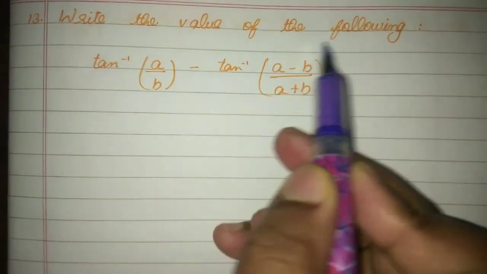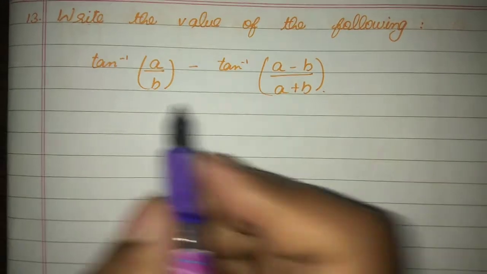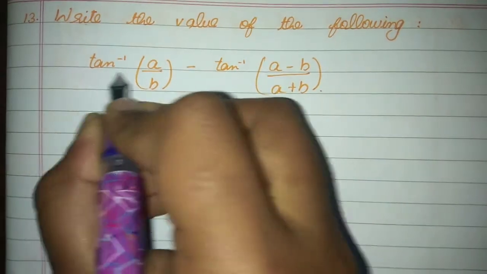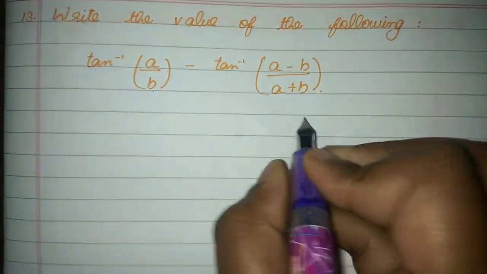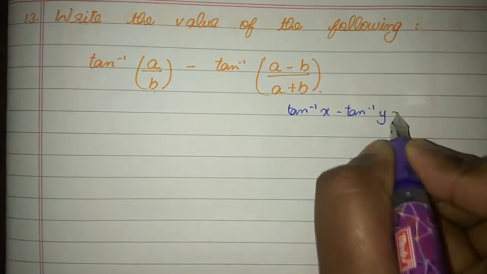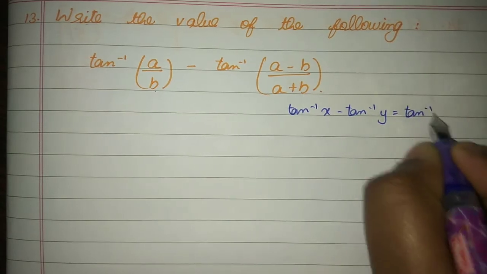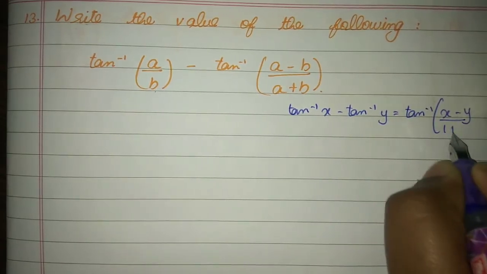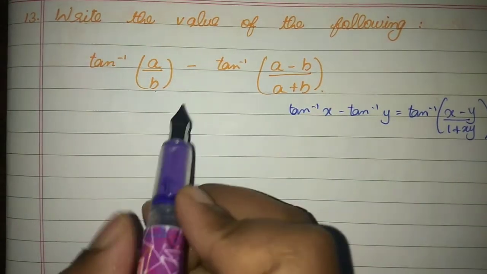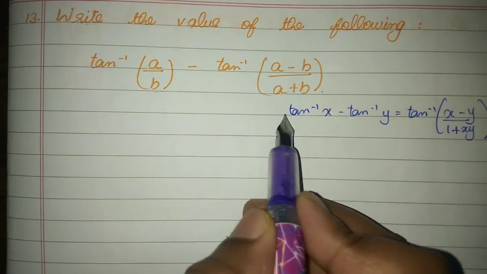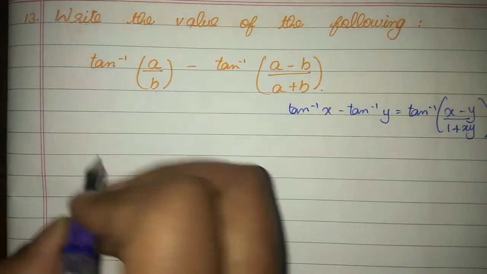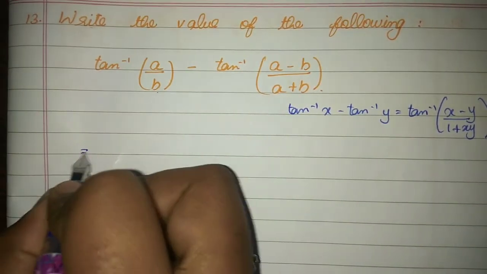Write the value of the following. So you will be just using the direct formula, that is, this is of the form tan inverse of x minus tan inverse of y. So tan inverse of x minus tan inverse of y is equal to tan inverse of x minus y by 1 plus xy. This is the formula. So you can just write in the beginning itself that the formulas used, instead of writing the formulas in each step there. Okay, so let me write it as it is.